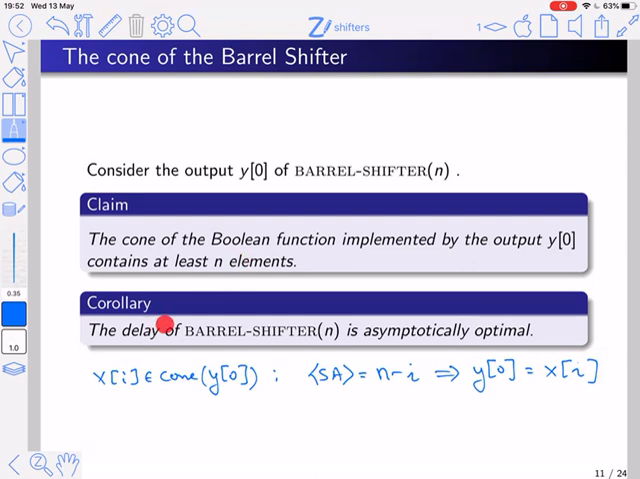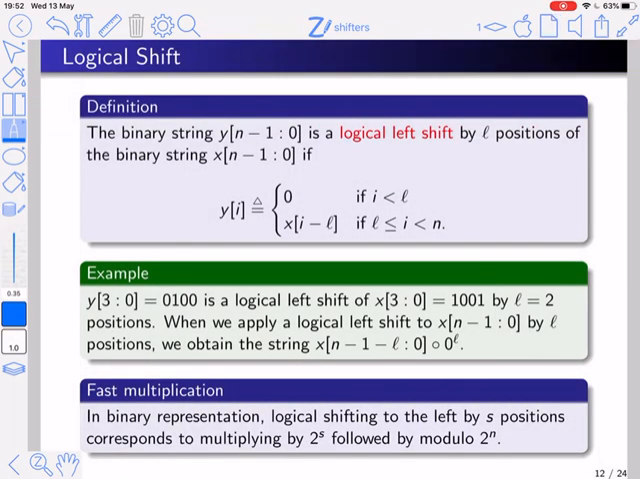Therefore, the delay of the barrel shifter is asymptotically optimal because it is logarithmic, and it has to be logarithmic. Okay. One can also show that the cost of the barrel shifter is asymptotically optimal, but that is beyond the scope of this course.